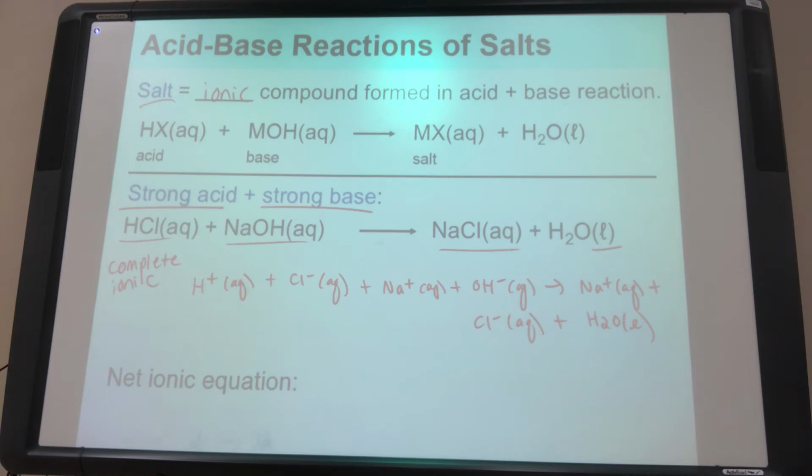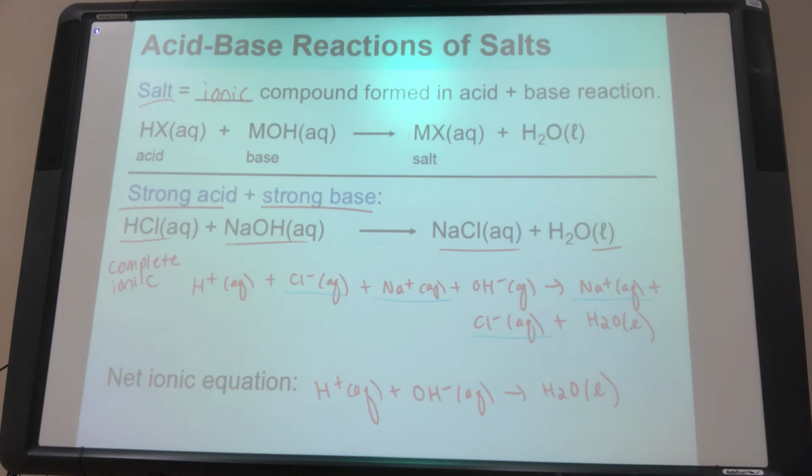Now we want to do the net. So if you remember with the net, we have to figure out who the spectator ions are. A spectator is anybody that's on both sides of my arrow. So here's my arrow, somebody that's on both sides. So Na+ aqueous on both sides. Cl-, Cl-. Those are the only things. So after I look at what my spectators are, I write what's left over. H+ aqueous plus OH- aqueous goes to water. That's my net ionic equation.